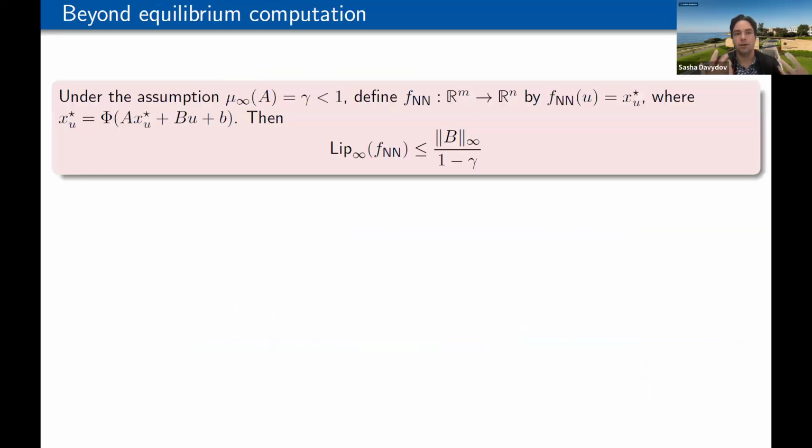How about going beyond fixed point computation? Let's talk about robustness again, which Saber very generously introduced already, motivated. So under that assumption, this well-posedness assumption, you can define, again, this map, which computes the fixed point of your implicit neural network. Then an upper bound is actually going to be this induced norm of B divided by 1 minus gamma. And I didn't write an output equation here, y equals Cx plus c. If there were an output equation, you could multiply this by the induced norm of C.